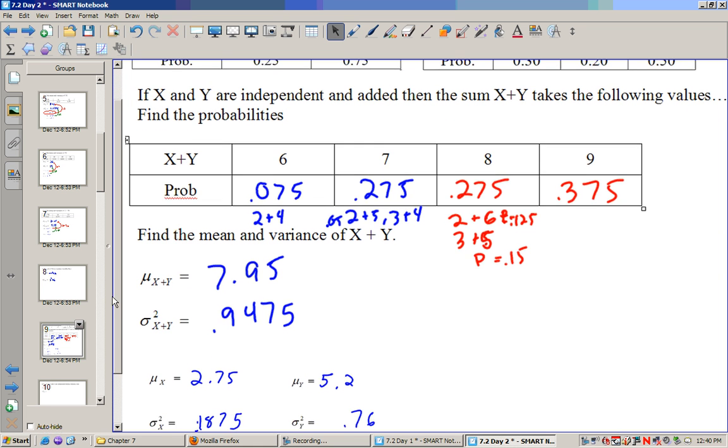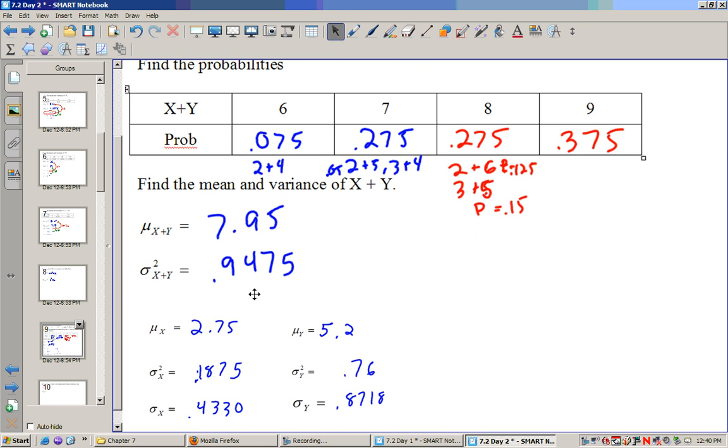Now how do those relate to these numbers down here? Well, the mean is our y and x means added together. My variance is my variances added together. And my standard deviation, I should have written standard deviation here. Our standard deviation was 0.9733. And notice how these two added together is not this. What I have to do to get this is to just square root this value.